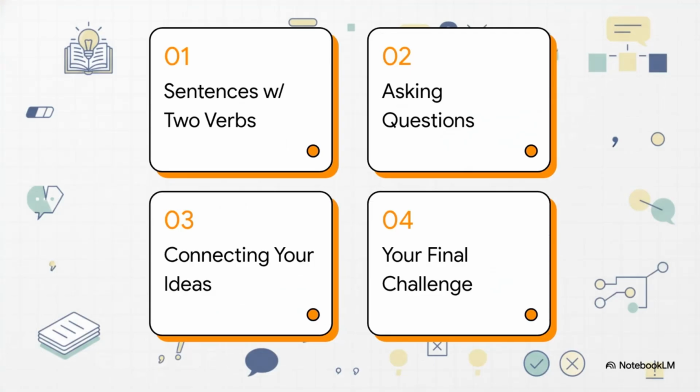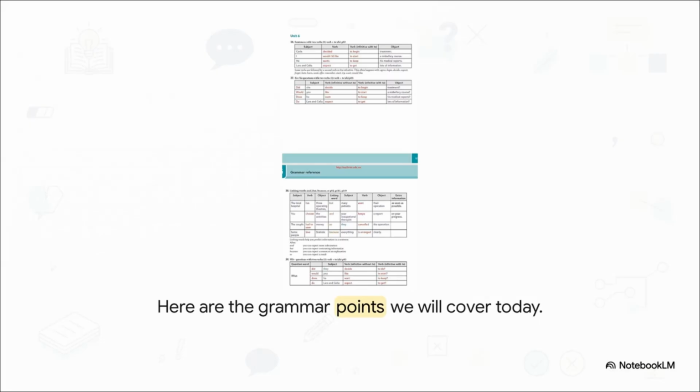Okay, so here's our game plan for today. First, we'll look at sentences with two verbs. Then we'll get into asking questions. After that, we'll learn how to connect our ideas, and we'll finish up with a fun little challenge to put it all together. So everything we're covering today comes straight from this grammar page in your coursebook. We're going to use all the examples from right here, so it'll be super clear and familiar for you.